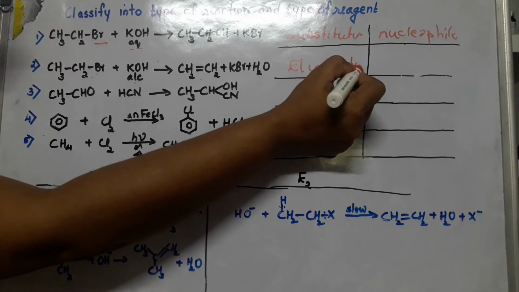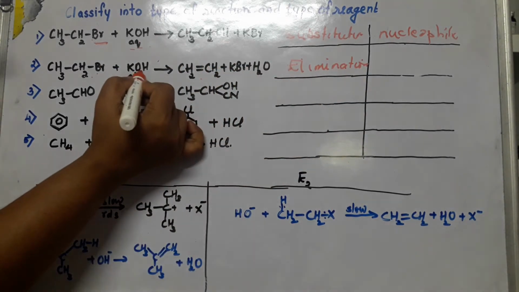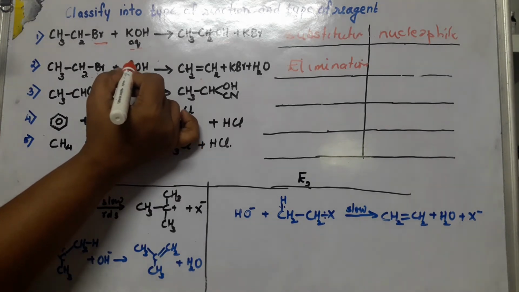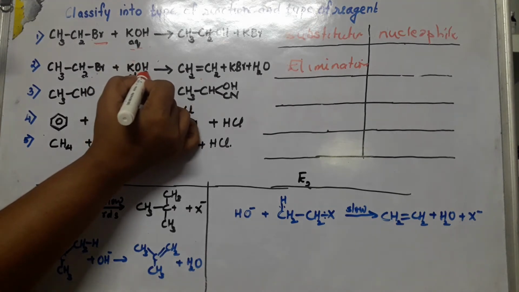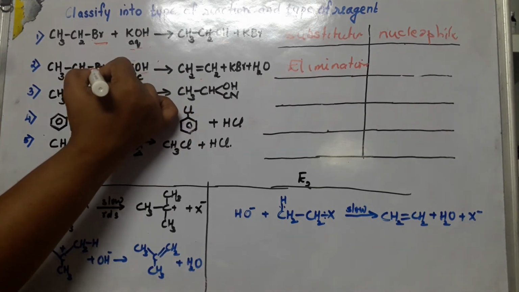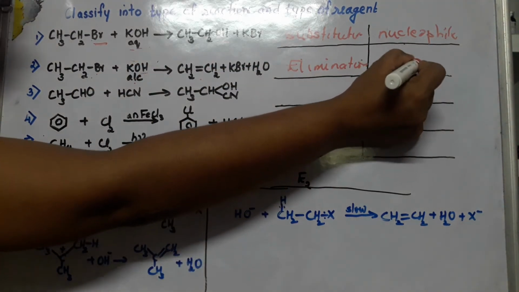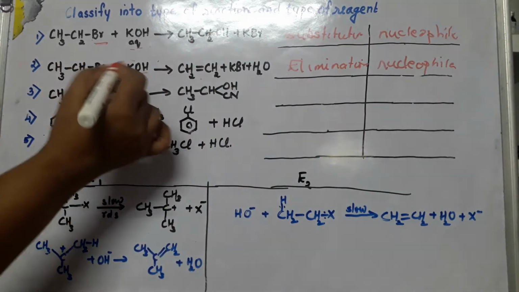So this is how you find whether it is substitution or elimination. Now which is the reagent which is involved? The reagent potassium hydroxide will ionize to give K plus and OH minus. OH minus is responsible for the elimination. So it is a nucleophile. Okay. The type of reagent is nucleophile. Nucleophile is undergoing the elimination.